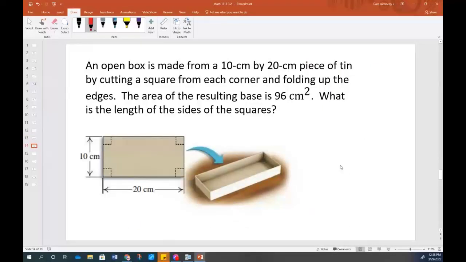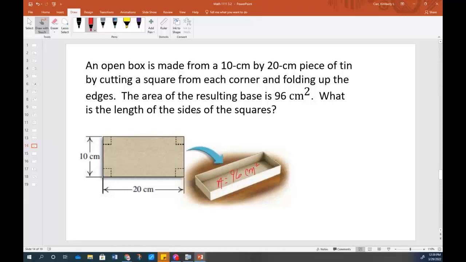We also have a few word problems on here, so let's just kind of look at what all this is. This is a picture that goes along with, if you have a rectangle that's 10 by 20, and you cut out a corner from each piece of it, and then you're going to fold up the edges to make this box. The area of the resulting base is 96 centimeters squared. So right here, the area is 96 centimeters squared. What's the length of the sides of the square?